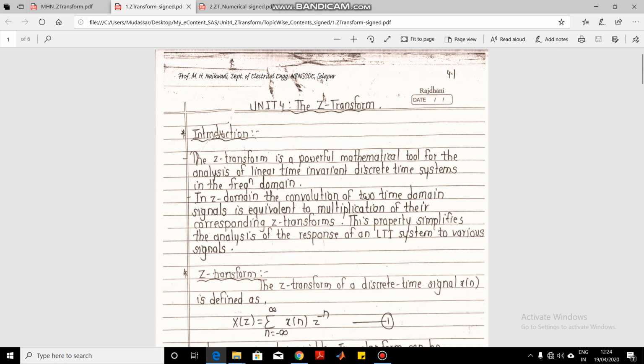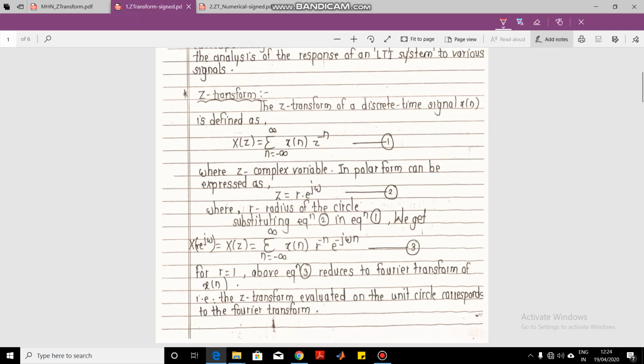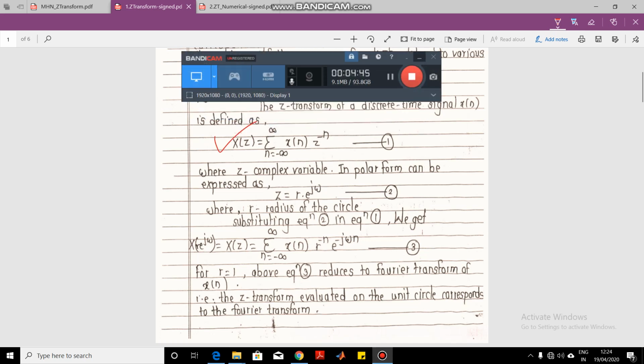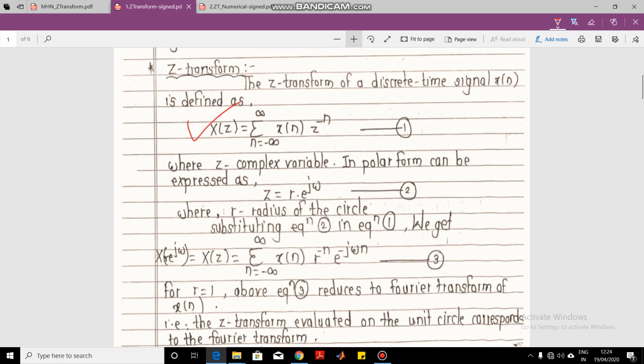So now this is the definition. X of z is given by this formula. Remember this formula for X of z, which is the summation from n equal to minus infinity to infinity of x of n into z raised to minus n. This is the double-sided Z transform, because we are using it for a non-causal signal.